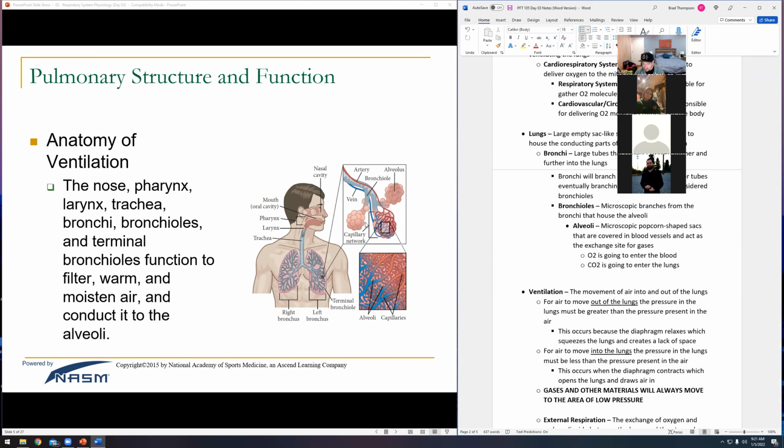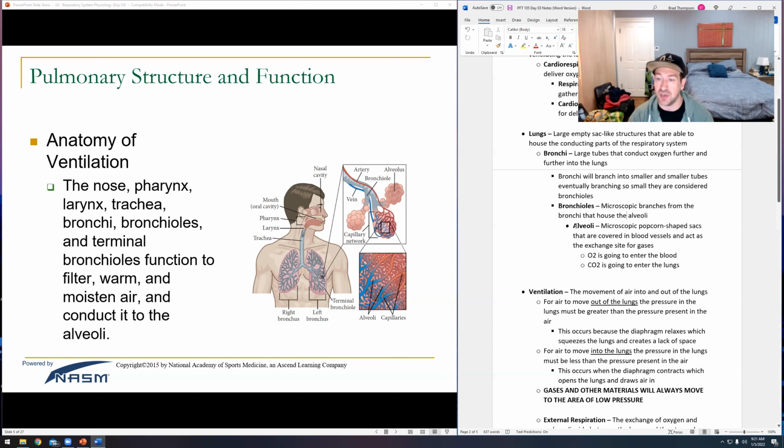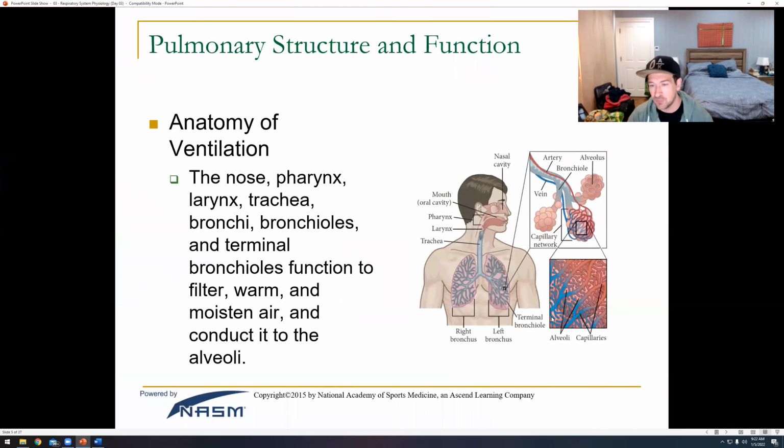And those little popcorn shaped sacs are absolutely covered in blood vessels. Those little popcorn shaped sacs are called your alveoli, I think is how it's actually supposed to be pronounced. They're little microscopic popcorn shaped sacs, and like I said, they're covered in blood vessels. Look at this little capillary bed here. Look at all these little tiny blood vessels that are covering it.